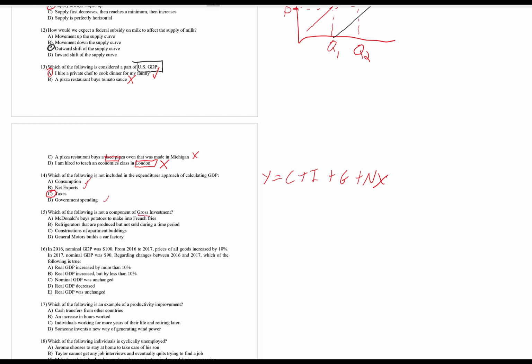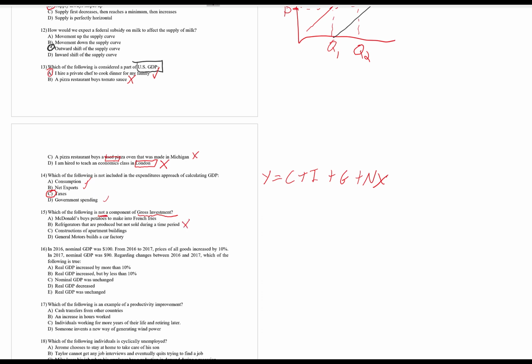So gross investment is going to include things like what we called inventory investment. So that would be B, refrigerators that are produced but not sold during a time period. So the business's inventory grew because it added some refrigerators to its inventory. It hasn't sold them yet, so that counts as investment. So we're looking for things that are not a component.